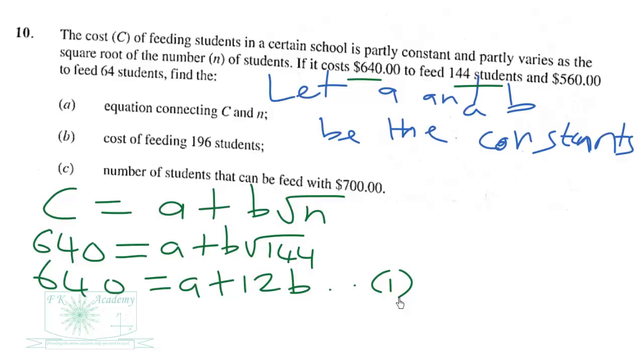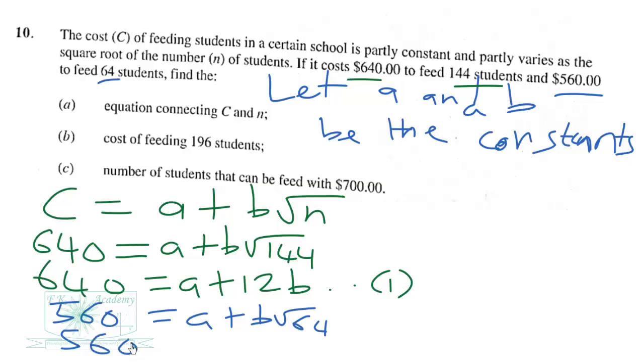And also, we're given that 64 students can be fed with $560. So 560 is equal to A plus B times square root of 64. So 560 will be equal to A plus 8B. We have equation 2. Let's do some subtraction here.